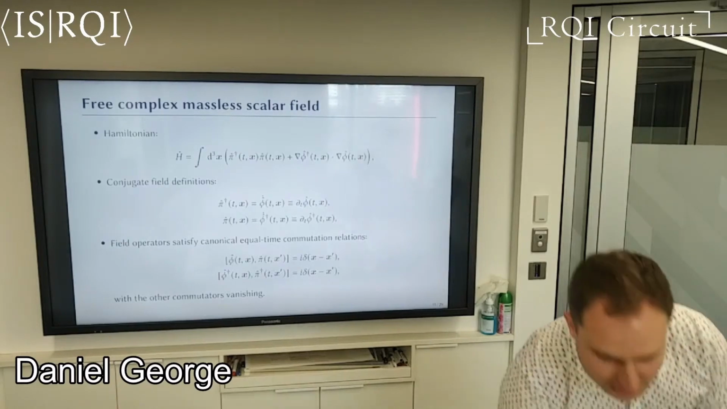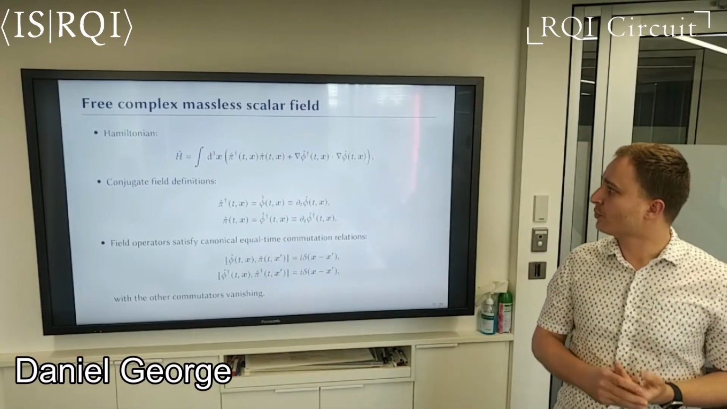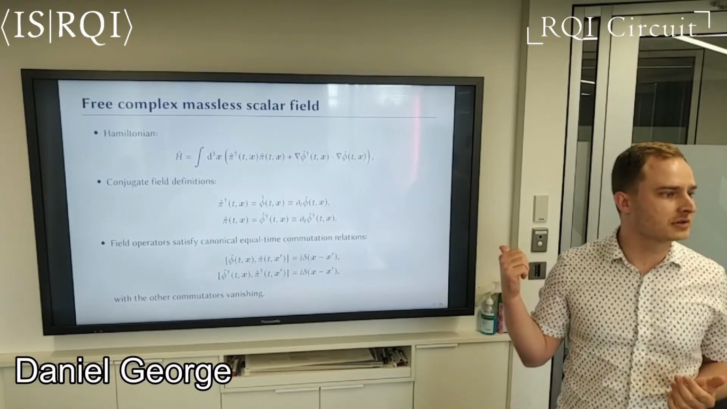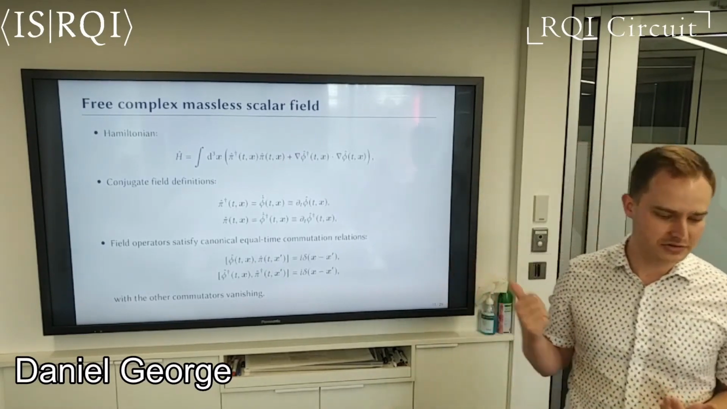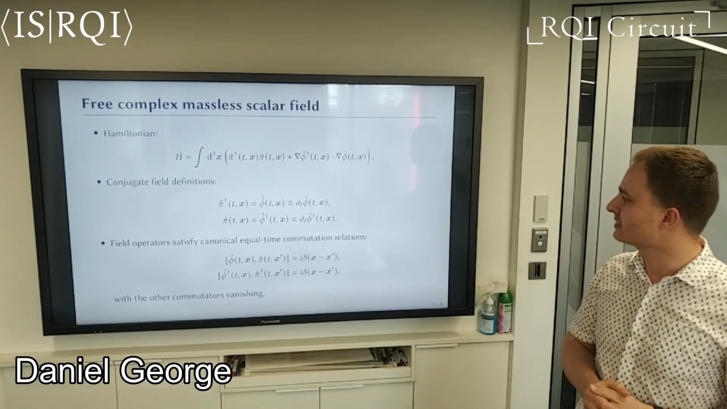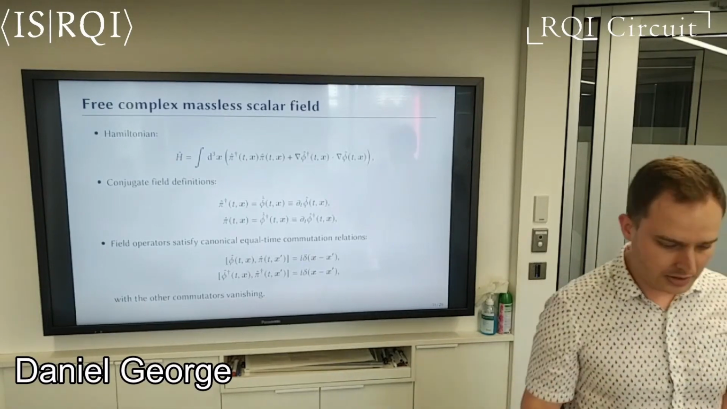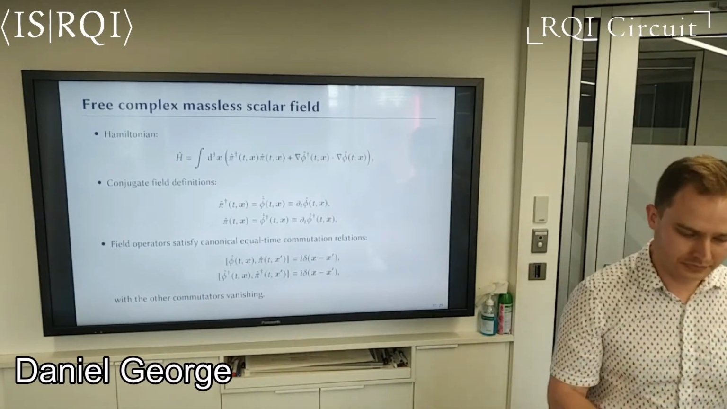Right, so just going through some definitions for a moment. We're not using the electromagnetic field, we're just using a free complex massless scalar field. There's our Hamiltonian, field definitions and equal time commutation relations, so just the usual. This is before the wavelet transform.